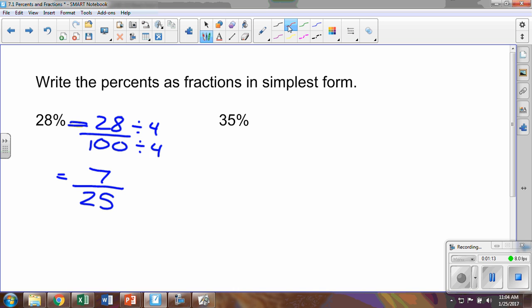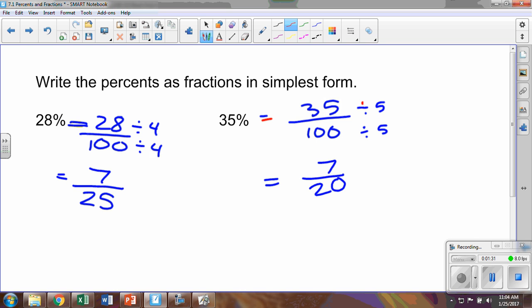Looking at 35%. 35 over 100. Right? 35 over 100. Divided by 5. Yep, Charlie correctly identified that we've got a common factor of 5. So dividing both by 5, 20. 7 over 20. We're done. All right, so that's converting a percent into a fraction in its simplified form.